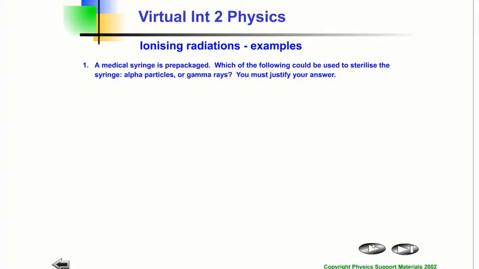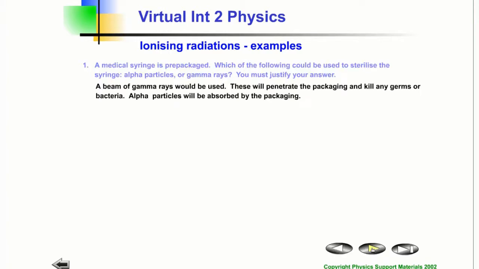A medical syringe is pre-packaged. Which of the following could be used to sterilize the syringe? Alpha particles or gamma rays? You must justify your answer. Please pause the video and write down your own answer.